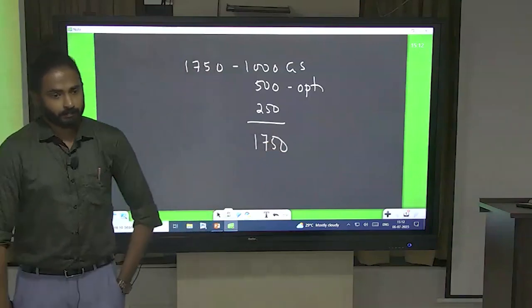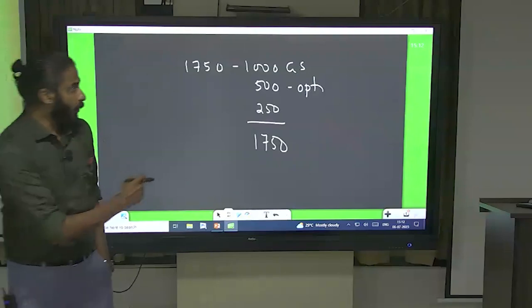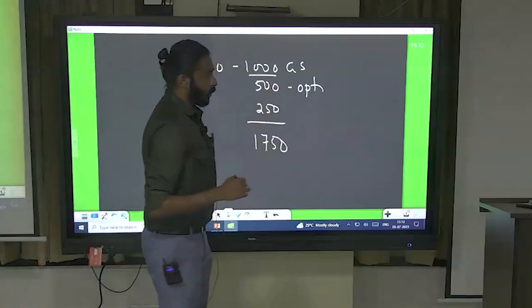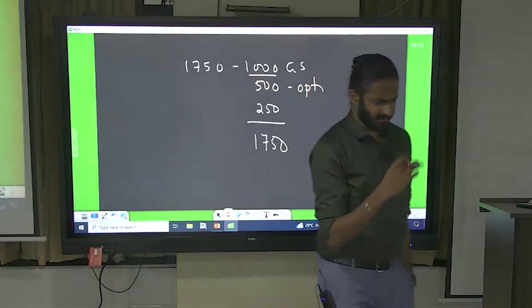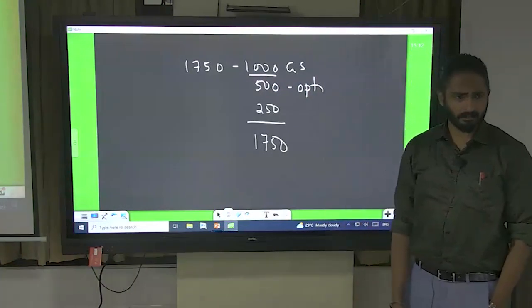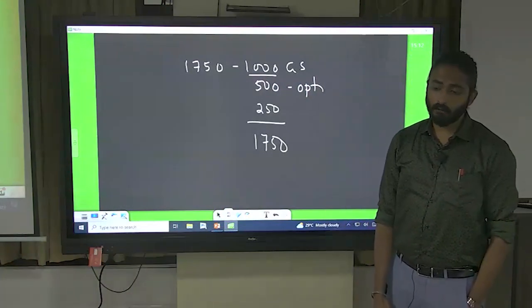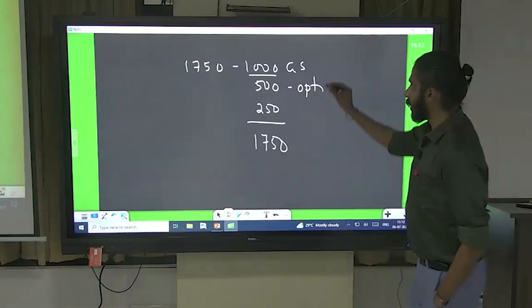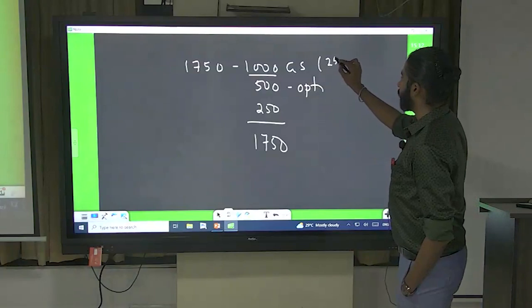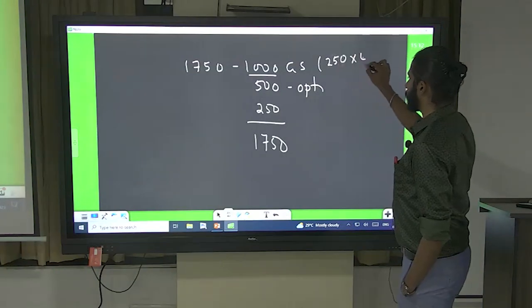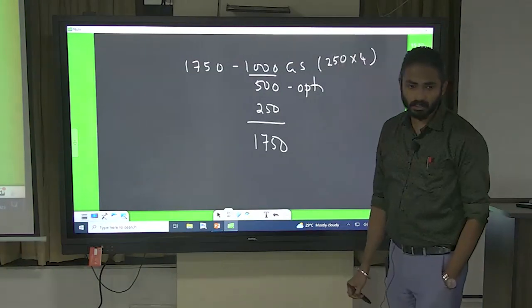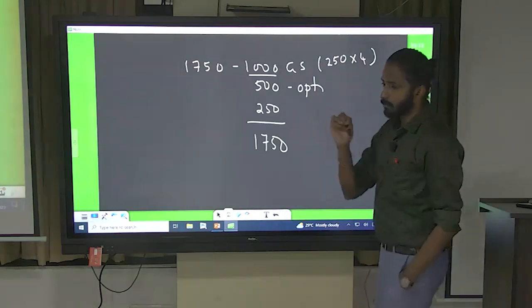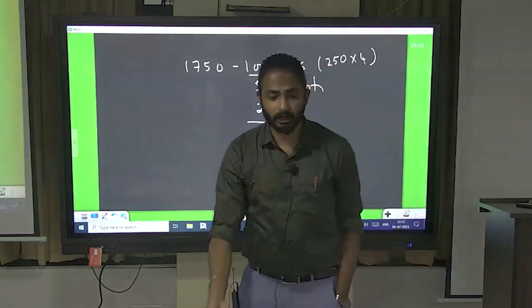Where can you score the highest mark? Out of this 1000 GS marks, what is the highest generally any aspirant will get? What is the expected range out of 1000? 1000 out of 1000? How does this 1000 come? We have 4 GS papers of 250 marks. That is how 1000 comes. Right, 4 GS papers, 1, 2, 3, 4. So that is how 1000 comes. And what is the maximum marks you can expect out of this 1000?